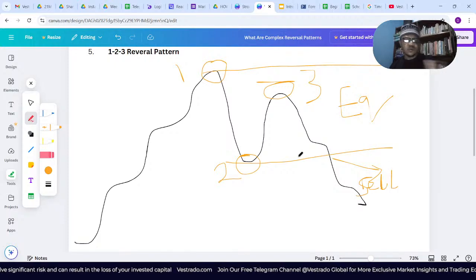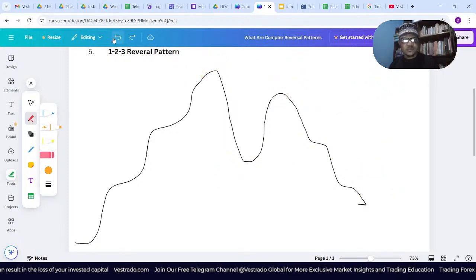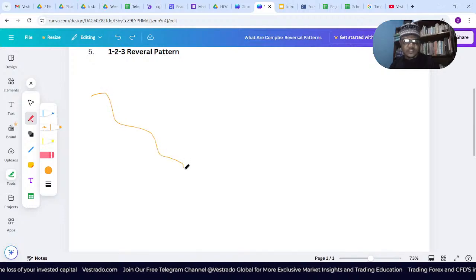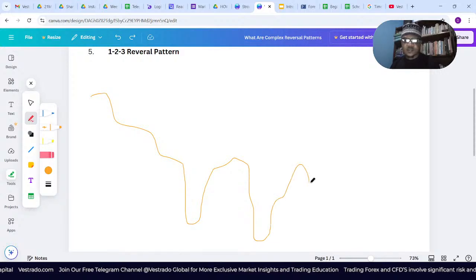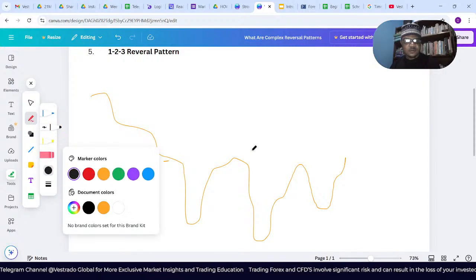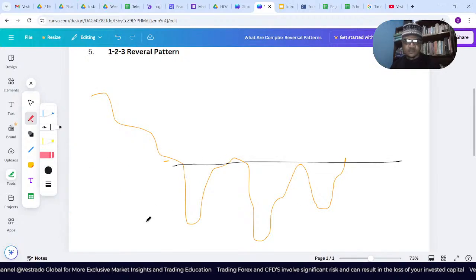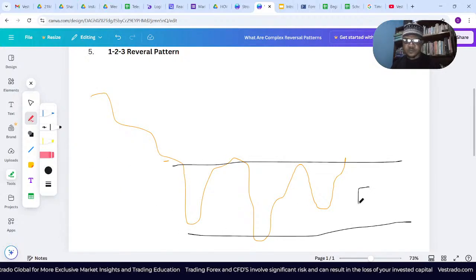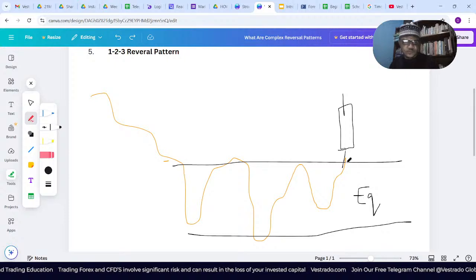It's the same sense all across board. Okay. If you go by the reverse, maybe inverse heads and shoulders, you got something like this. Ask your questions. Zone of equilibrium. And then the breakout happening right here. That's what they tell us.